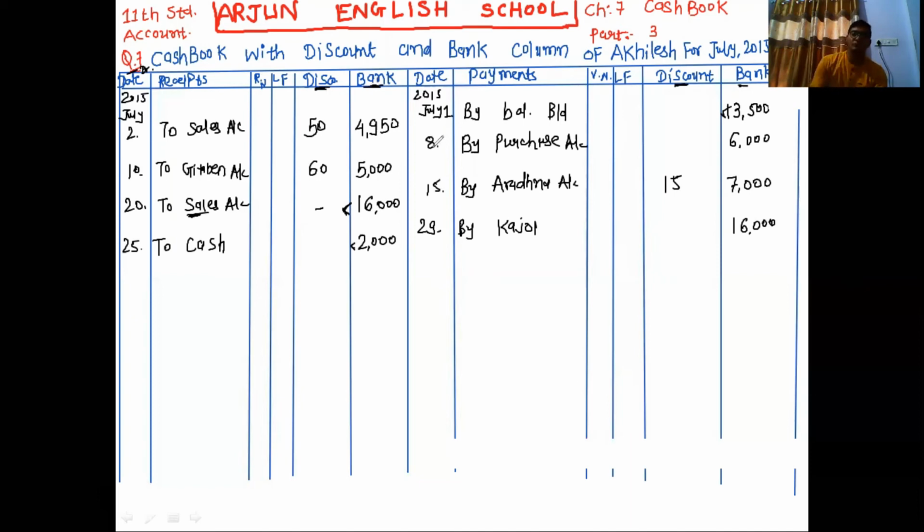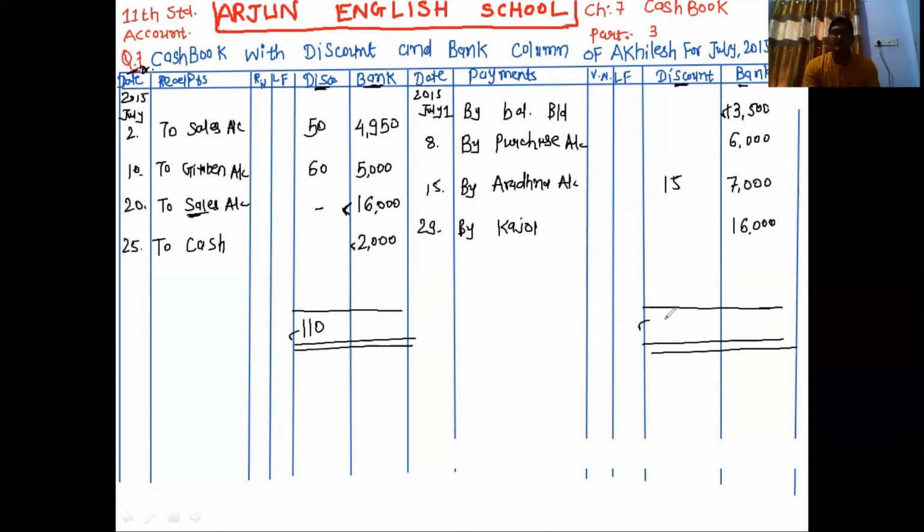Okay. This sum is of two columnar, and now we have to total all of this. On the debit side total, and on the credit side total. Remember one thing, the discount column has no carry forward, no brought forward. It is the actual total that we have to write down. Here the actual total is 110. Here the actual total is 15. So there is no difference, no brought forward, carry forward. It remains as it is.